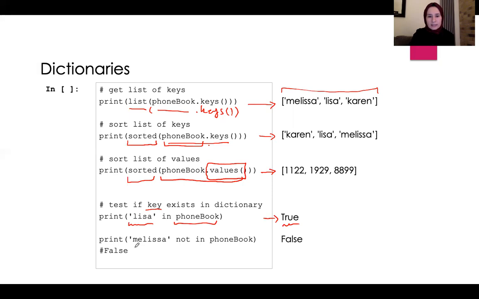You can also check if Melissa is not in the phone book. In this case, it is checking if this key is not in your dictionary. If it is not in the dictionary, it will return true. If it is, it will return false. In this case, it returned false for us.